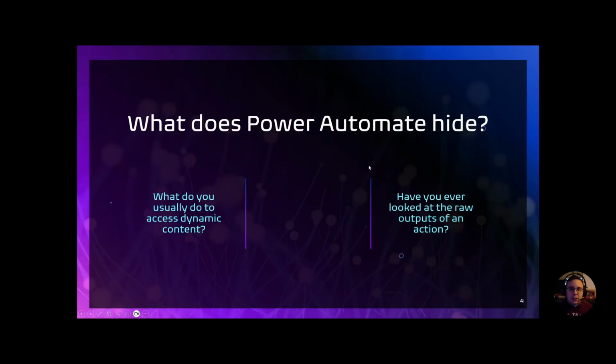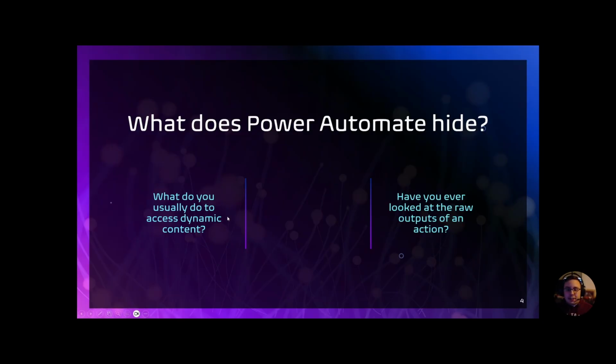First things first, what does Power Automate hide? Well, the first question is, what do we usually do? What does Power Automate normally provide us, right? It provides us a dynamic content menu, and we normally access dynamic content. These are things that change or outputs from steps. They're accessed from this dynamic content menu.